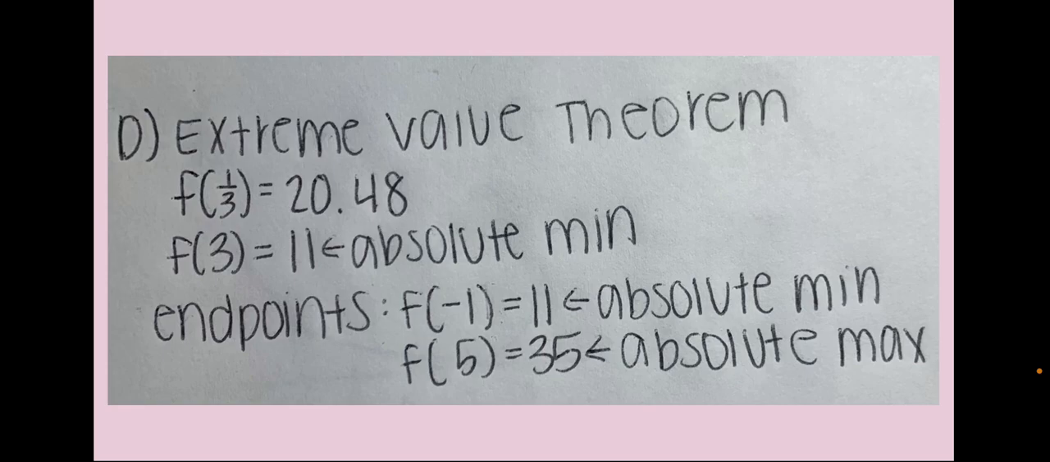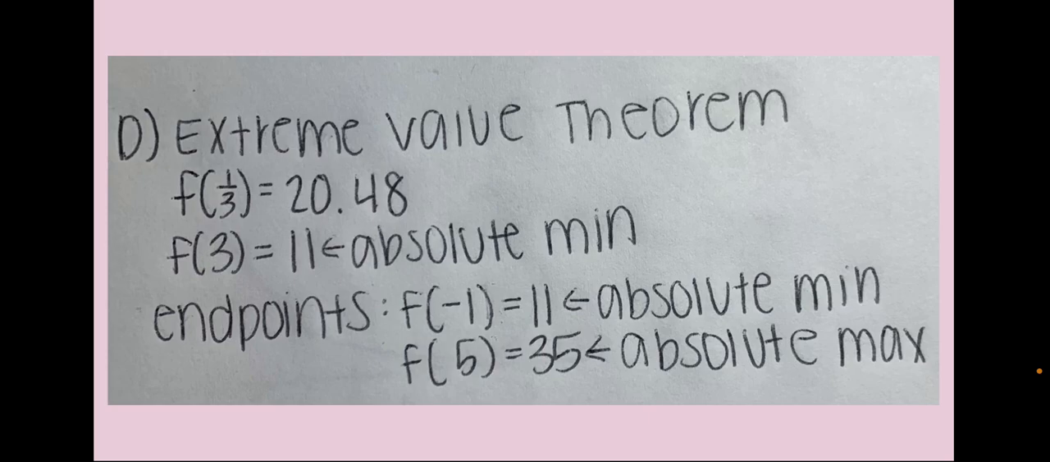And as we figured out before, f of x has a relative maximum at x equals 1/3. And when you plug in 1/3 to the original f of x, you get 20.48. So f of x has a relative maximum of y equals 20.48 at x equals 1/3. And we also previously figured out that f of x has a relative minimum at x equals 3. When you plug in 3 to the original f of x, you get 11. So f of x has a relative minimum of y equals 11 at x equals 3.